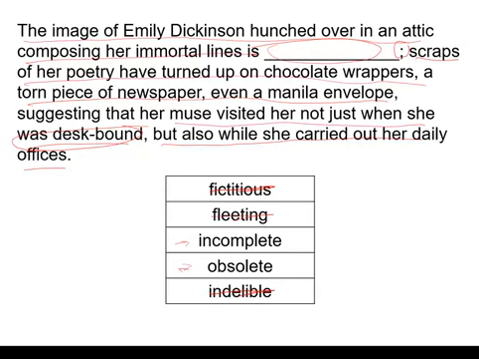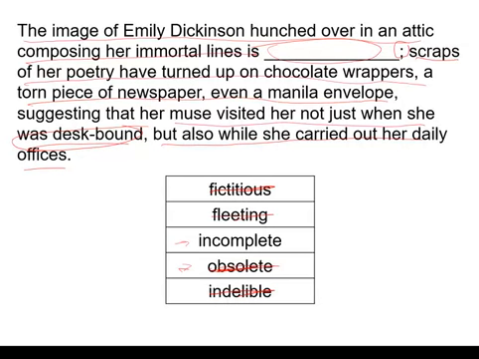I'm going to pick the answer that has the most support in the passage. Now, the image could very well be obsolete or outdated. Maybe people thought up the image of Dickinson as a desk-bound writer some time ago, and it has since been debunked by discoveries of chocolate wrappers and news scraps. But we do not have any information in this text about a timeline for the original idea or for the discoveries of these discarded scraps. So there's not a lot of support for obsolete.